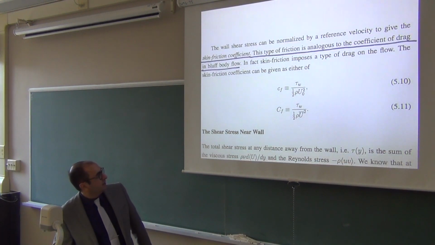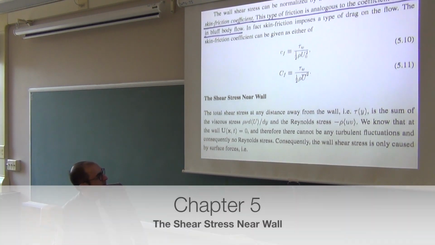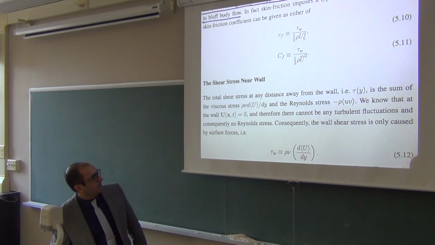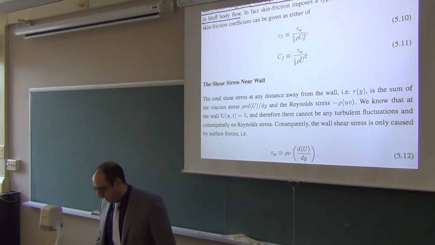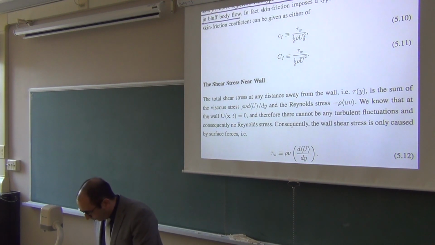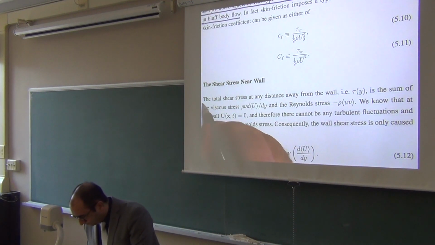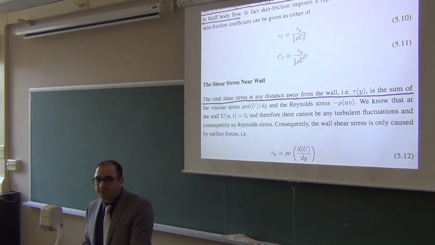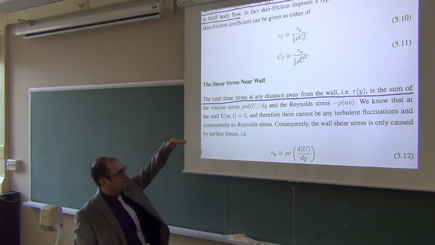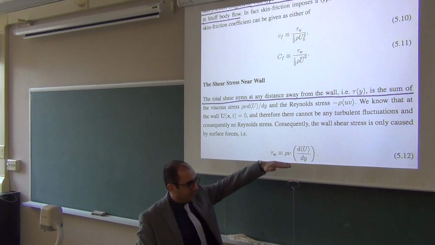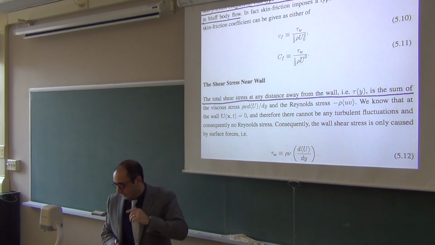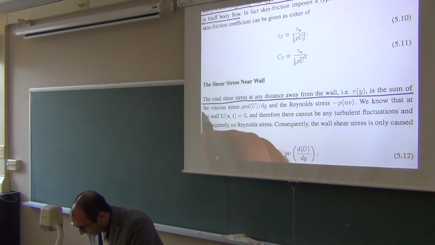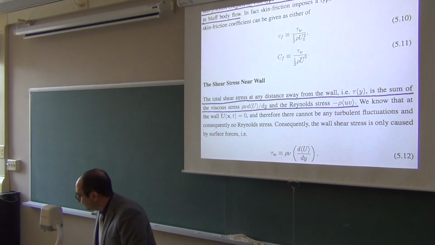Good. The shear stress near the wall. We're going to work a little bit more and try to define a couple of things. The total shear stress at any distance away from the wall is a function of distance away from the wall. If you remember, it declines gradually. It's a function of distance, y, and is the sum of the viscous stress and the Reynolds stress.